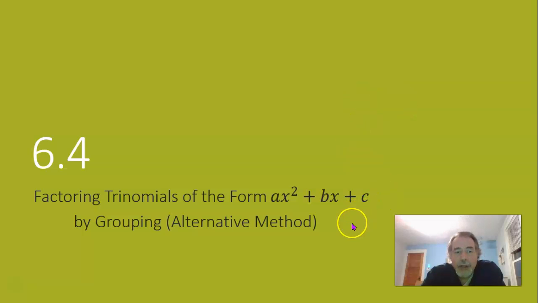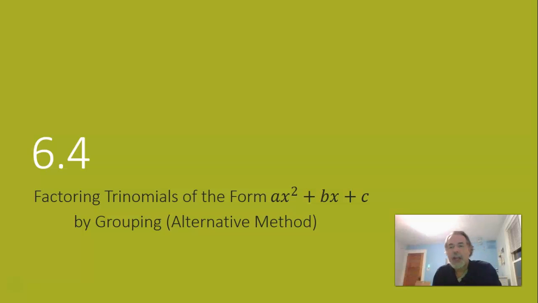We are factoring trinomials of the form ax squared plus bx plus c. In other words, you've got an x squared term that has a coefficient, a number other than just 1 in front of it. And in the last section, we saw one way of doing this. In this section, I'm going to show you an alternative method so you can pick the method that you think is easier to use. I think the one that we saw in section 6.3 is quicker and easier if you see how to do it.